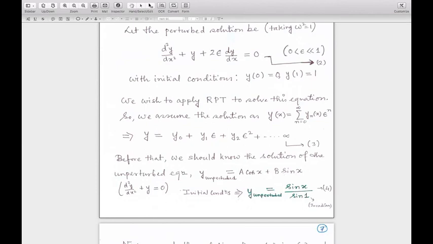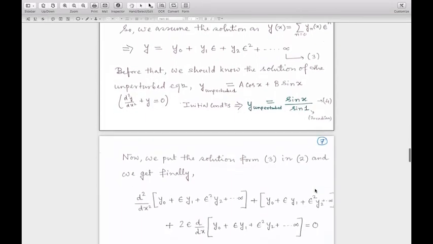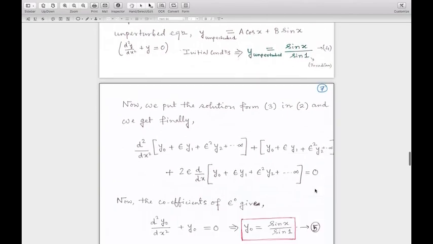There will be no cos term, so b sin 1 will be 1, so b will be nothing but 1 by sin 1. So y unperturbed will be simply equal to b sin x, or 1 by sin 1 times sin x. Okay, so that is the case where there was exactly no perturbation. Now we put the solution.